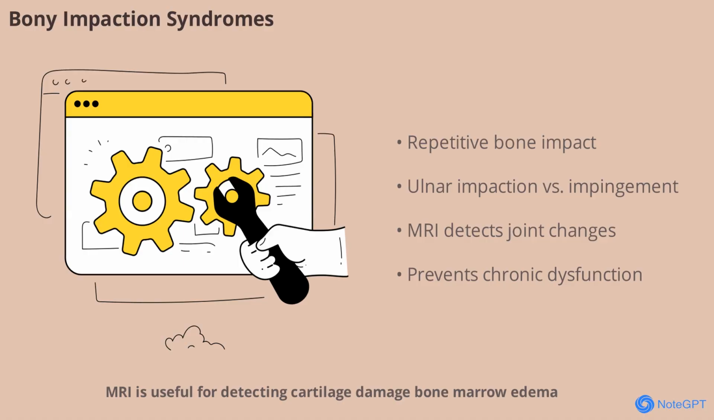MRI is useful for detecting cartilage damage, bone marrow edema, and cystic changes. Recognizing these syndromes helps guide appropriate management and prevent chronic wrist dysfunction.